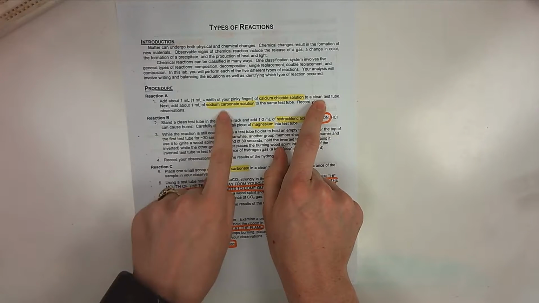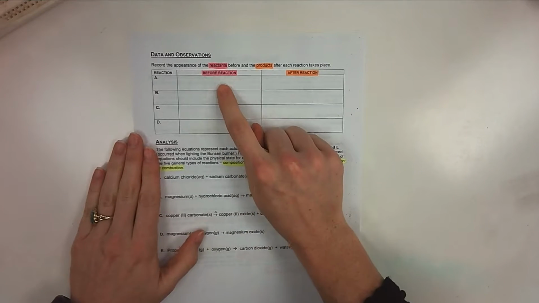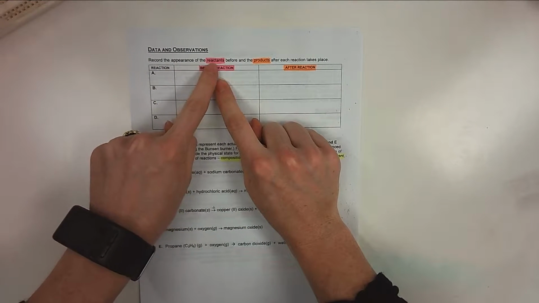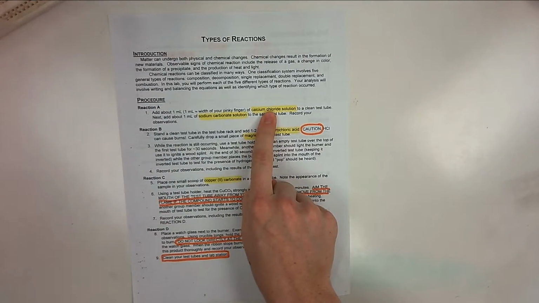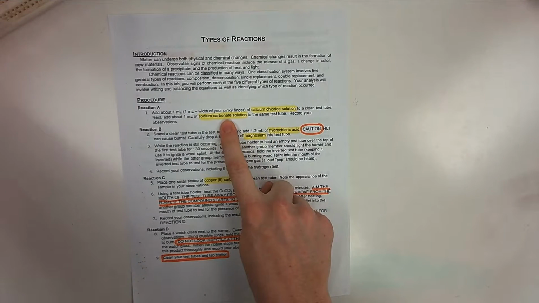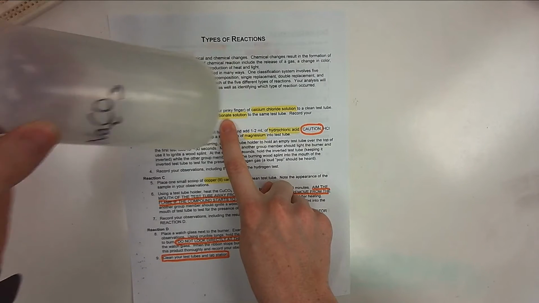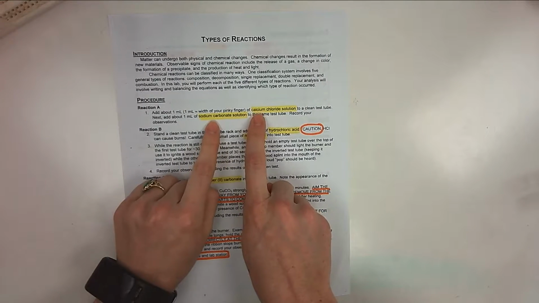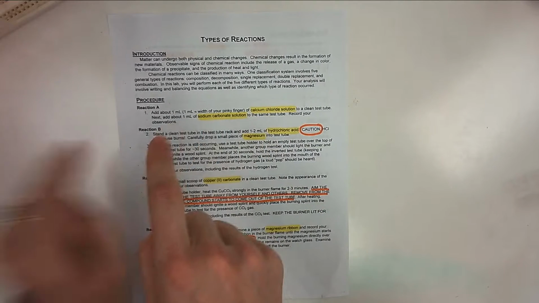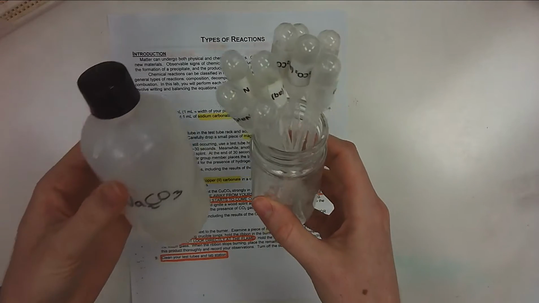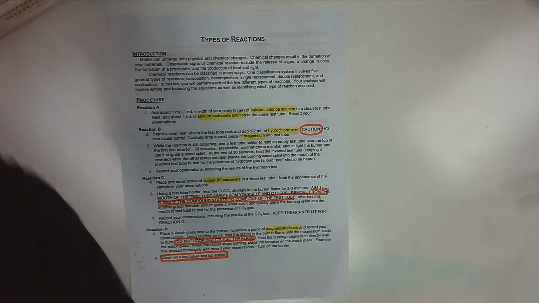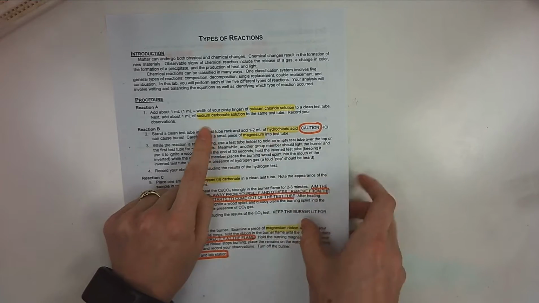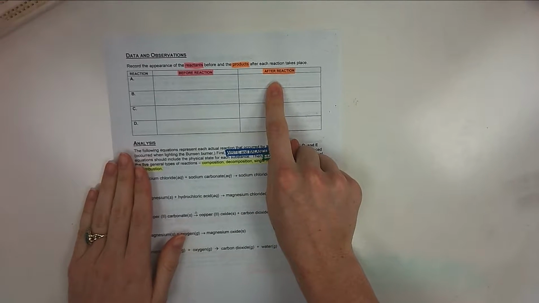Now, before you go on to the second part, back on the actual date and observations page, you're asked to record the appearance of the reactants before your experiment and the products afterwards. So your reactants for reaction A are calcium chloride solution, and then we have a sodium carbonate solution. So make your observations about them. So once you have your 1 ml of calcium chloride solution, you're going to get 1 ml of sodium carbonate solution. Again, it has a special container and special pipettes. So once you add both of those two together, you're going to record your observations here in the after reaction part.